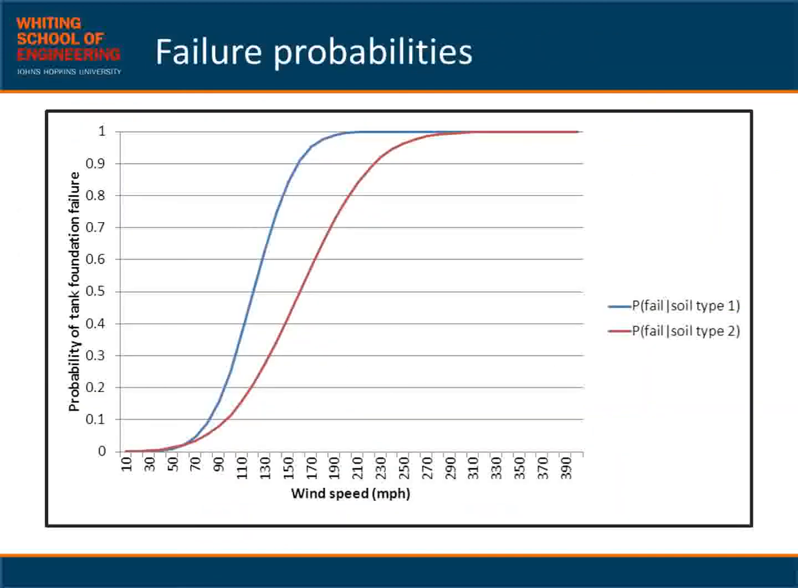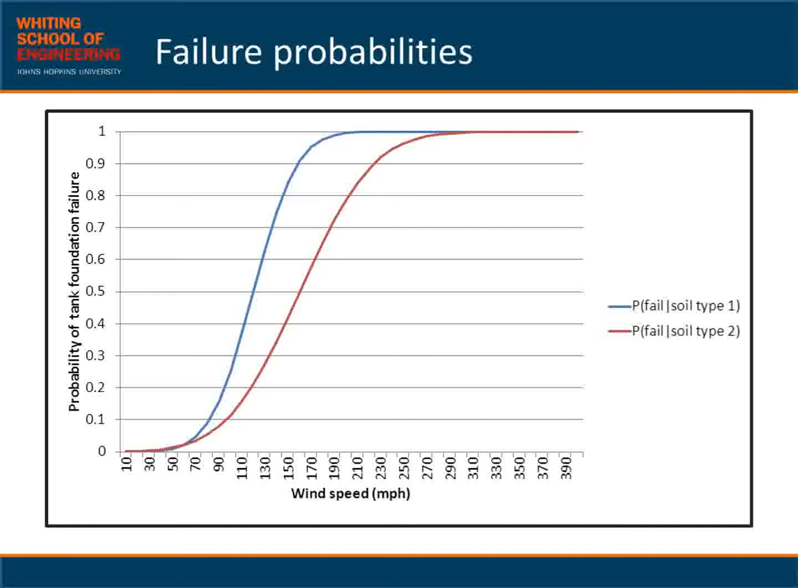For our case study, we assigned each network element or element component, for example, the tank foundation, a fragility curve describing the probability of failure as a function of wind speed. For some network elements, such as tank foundation, shown here, the fragility curve was dependent on additional factors associated with that element, such as soil type.